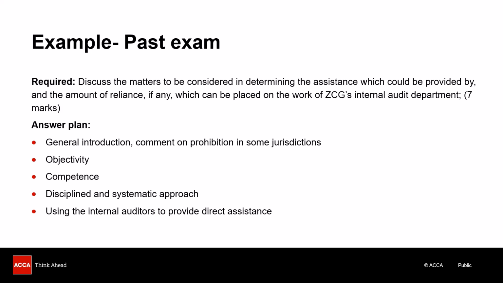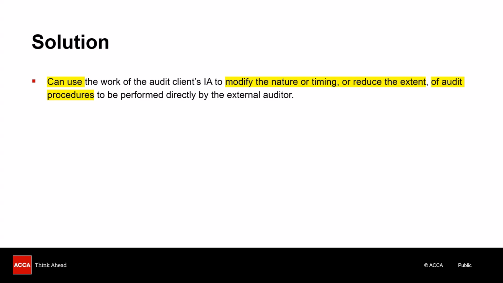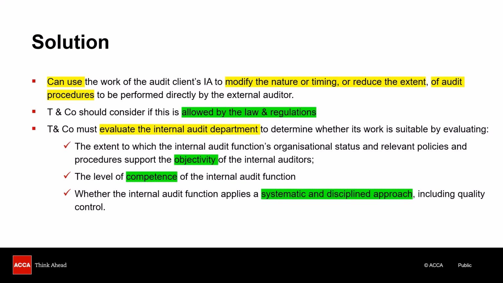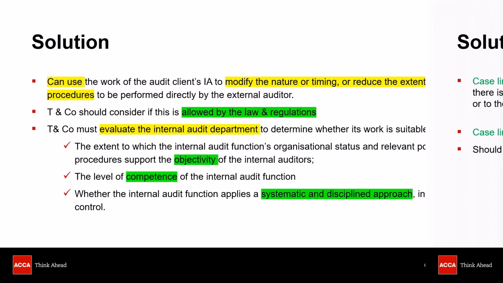You need to evaluate their objectivity, competence, and approach using information in the scenario. If there's no relevant information, just explain that content. And then you need to have a discussion regarding using internal auditors for direct assistance. So we'll start off by saying, yes, we can use the work of internal auditors to change the extent of our audit procedures. We'll have to consider if this is allowed by the local laws and regulations. We have to evaluate the internal auditor's objectivity, competence, and systematic approach. So this is my introduction, which is quite generic.